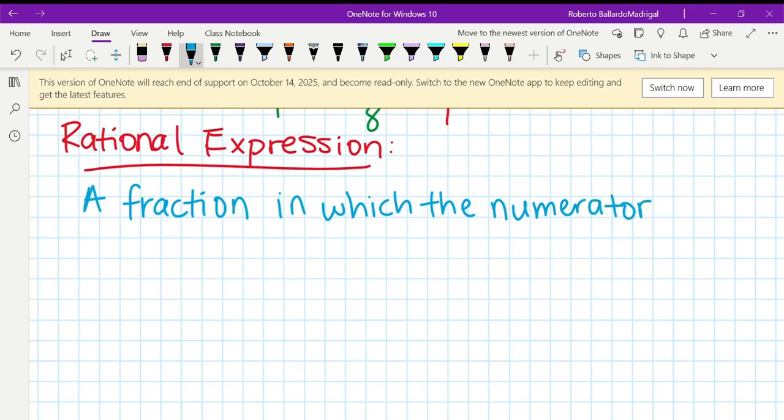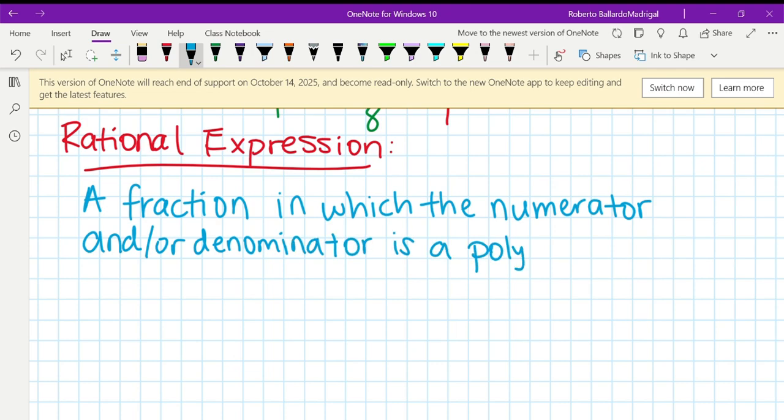or it could be both, and/or denominator is a polynomial. Okay, so I'll explain what that means in a second. But just to restate what it says, a rational expression is a fraction in which the numerator and/or denominator is a polynomial.